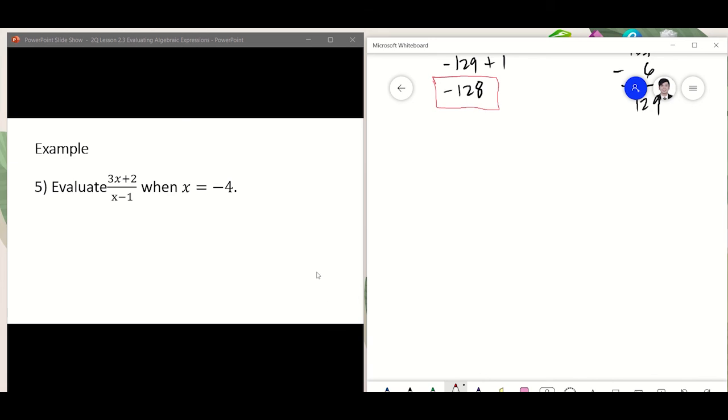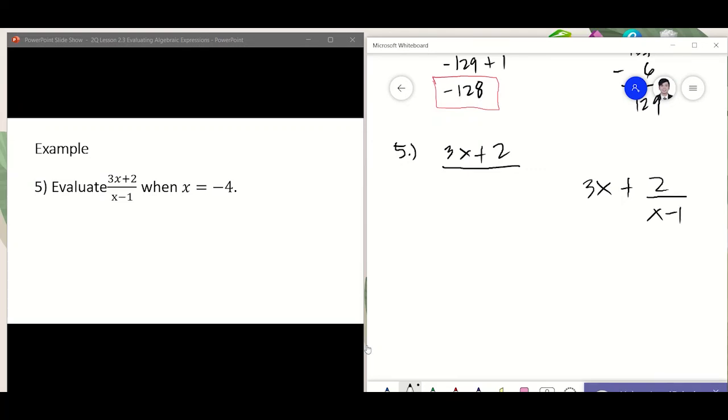Okay, for our example number 5, we have here: evaluate 3x plus 2 all over x minus 1 when x is equal to negative 4. So same as before, we just copy first our given expression. So that's 3x plus 2. We say all over because when we say 3x plus 2 over x minus 1, translating it would just be like this. So 3x plus 2 over x minus 1.